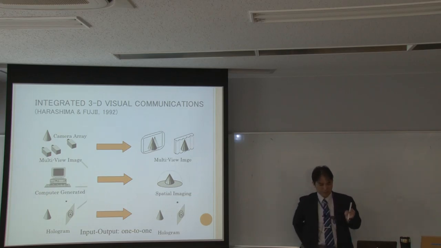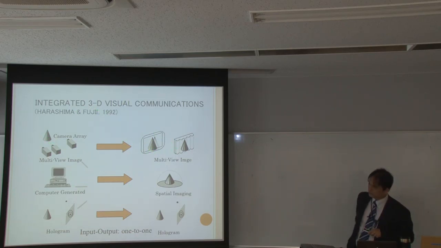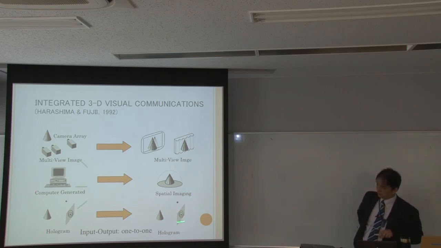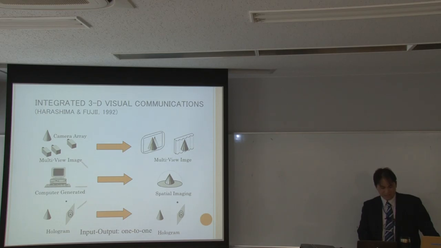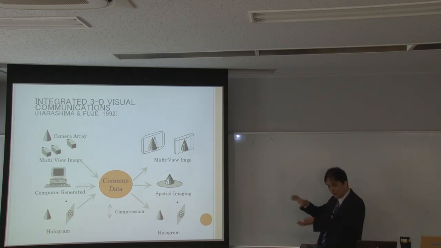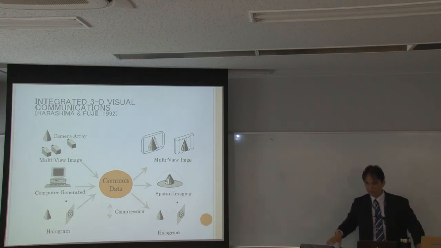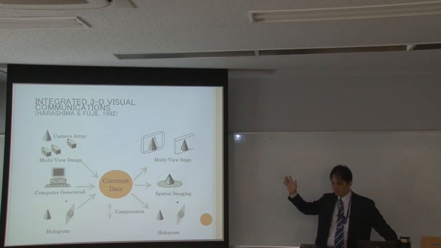So what should the acquisition system be? At that time, many cameras capture the scene, and it is displayed on multiple displays. Computer generated data can be displayed like a spatial imaging display. A holographic capturing system corresponds to holography. This is one-to-one correspondence. But in the future, it should be integrated, and we define a common data format. The many kinds of 3D displays are converted to one kind of common data, and then at the receiver, it can be expanded to many kinds of 3D displays. So let's consider this kind of future 3D communication system. Okay, this was the concept at that time.